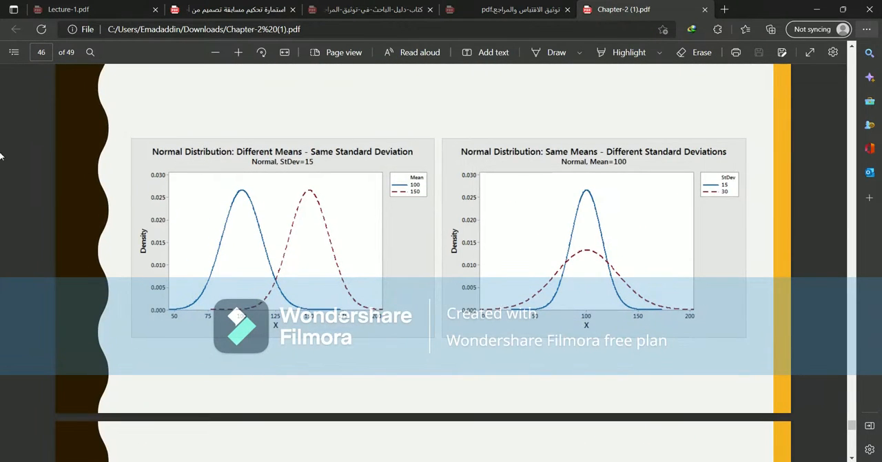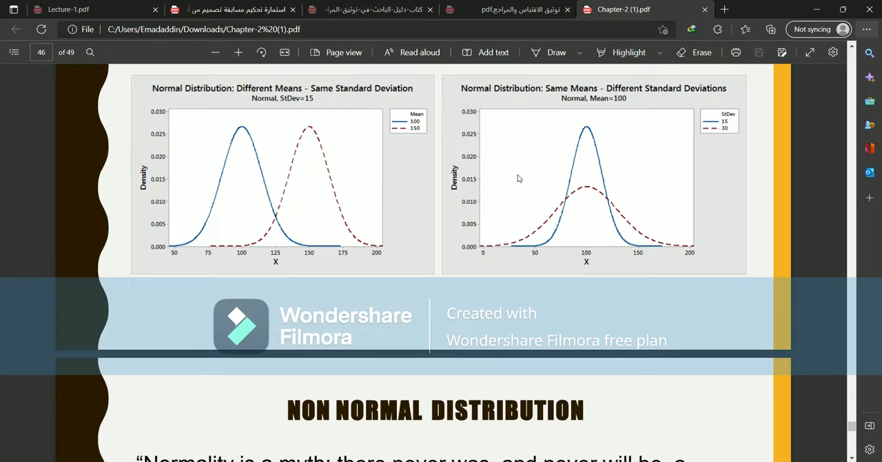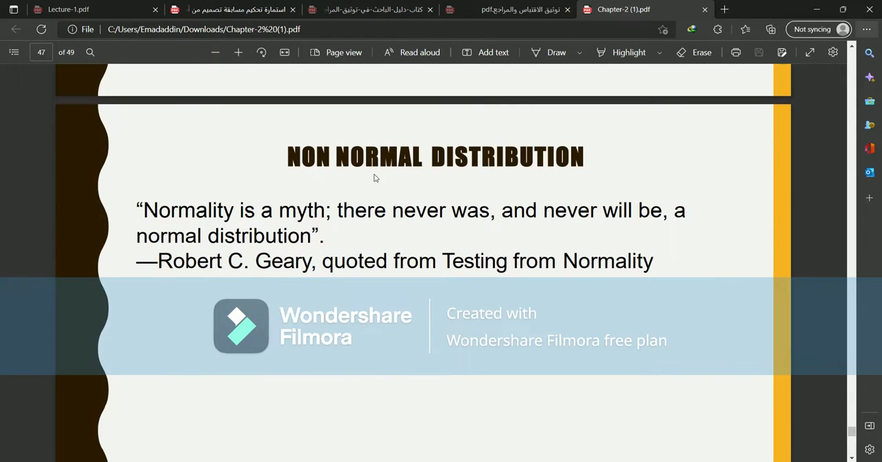These are the two curves of normal distribution: different means, same standard deviation; and same means, different standard deviation. So we can see the curve. Non-normal distribution: normality is a myth. There never was and never will be a normal distribution, reported by Geary, quoted from testing for normality.